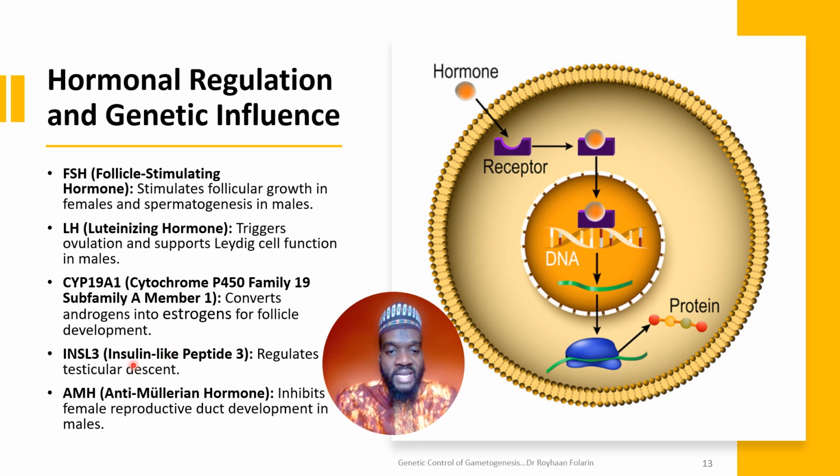We also have the INSL3, which stands for insulin-like peptide 3. And what this chiefly does is to regulate the descent of the testes. It regulates the testicular descent, while the anti-Mullerian hormone suppresses female duct development during embryogenesis.